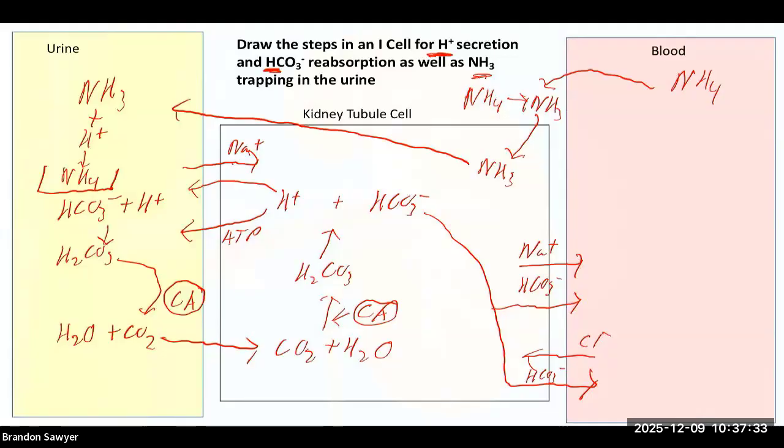And then we've got the ammonium over here, which came from the blood and went into the interstitial space. I didn't really leave myself much interstitial space there. But in the interstitial space, it gets converted into ammonia, which can be transported through channels into the kidney tubule cell. And then out of the kidney tubule cell as ammonia, NH3, it combines with one of those hydrogen ions we sent in right there to get ammonium. And now it's trapped in the urine.